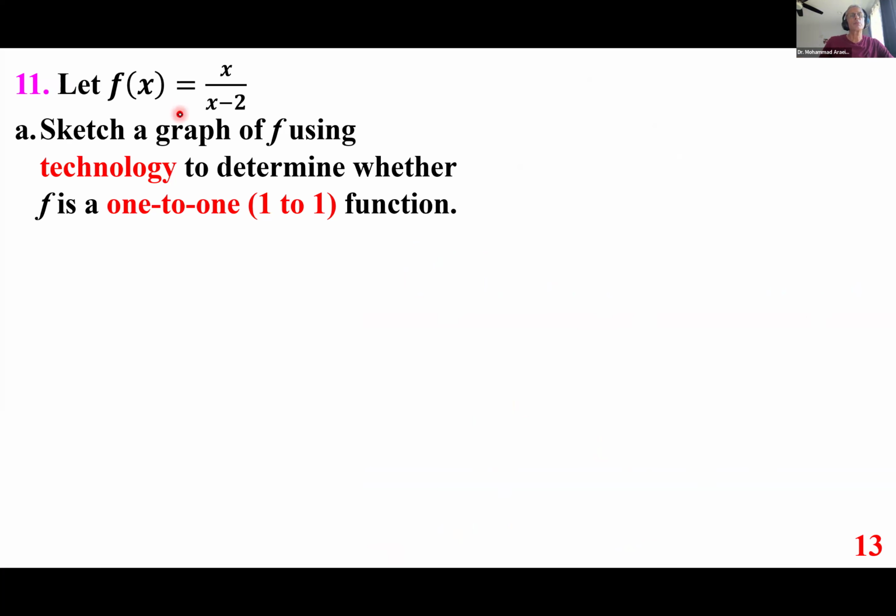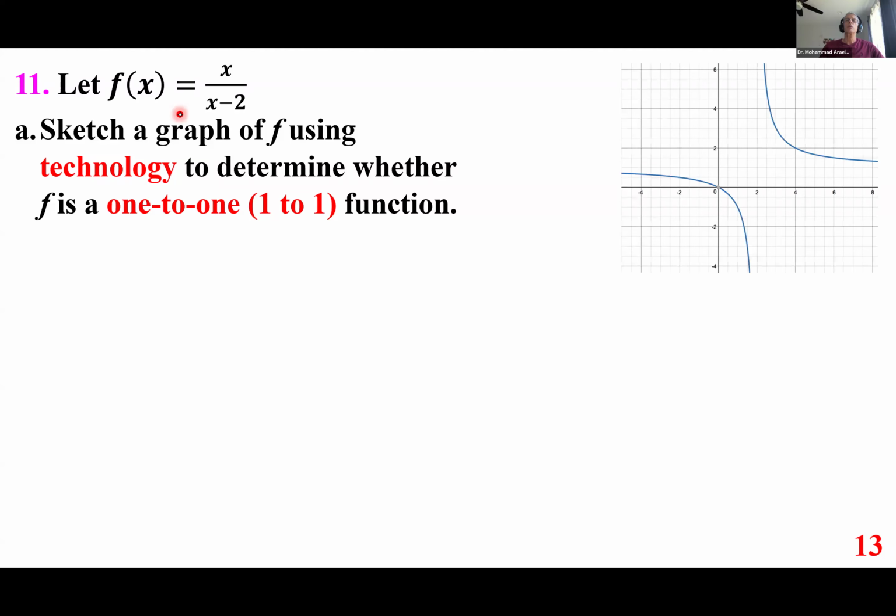Let f of x be equal to x over x minus 2. Sketch the graph of f using technology to determine whether f is a one-to-one function. We have seen how to graph rational functions. The assumption is at this point, we know how to do them. So for a quick check, we graph it. Again, the assumption is everybody knows how to do that.